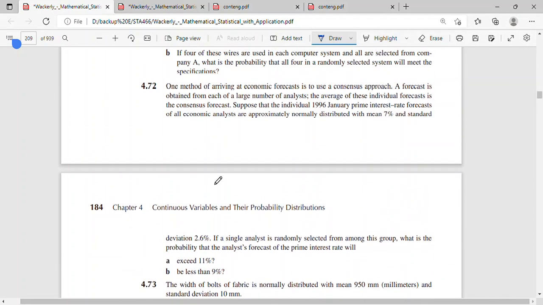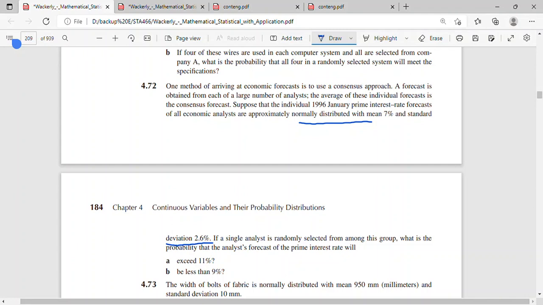Okay, this one, 4.72. One method of arriving at economic forecast is to use the consensus approach. A forecast is obtained from each of a large number of analyses. The average of these individual forecasts is the consensus forecast. Suppose that the individual 1996 January prime interest rate forecasts of all economic analysts are approximately normally distributed with mean near 7% and standard deviation 2.6%.